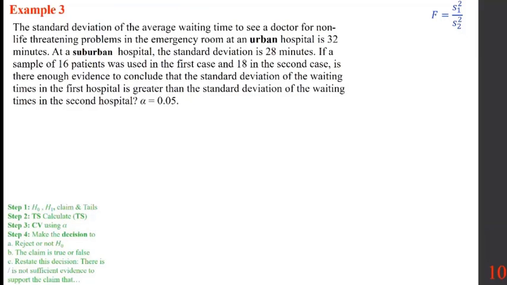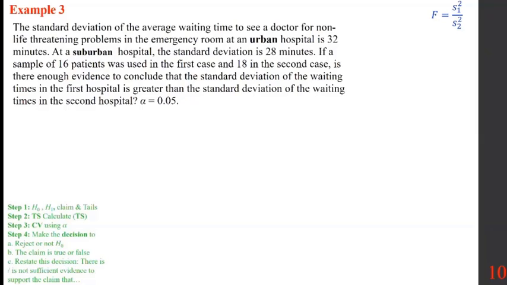The standard deviation of the average waiting time to see a doctor for non-life-threatening problems in the emergency room at an urban hospital is 32 minutes. At a suburban hospital, the standard deviation is 28 minutes. If a sample of 16 patients was used in the first case and 18 in the second case, is there enough evidence to conclude that the standard deviation of the waiting times in the first hospital is greater than the standard deviation of the waiting times in the second hospital? Alpha equals 0.05. And so here's the given.